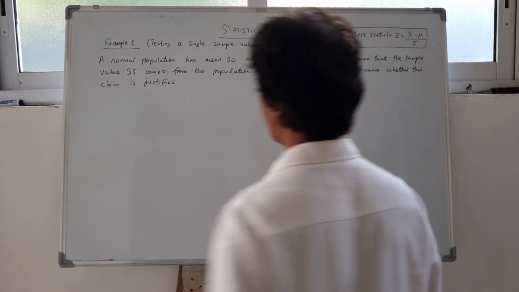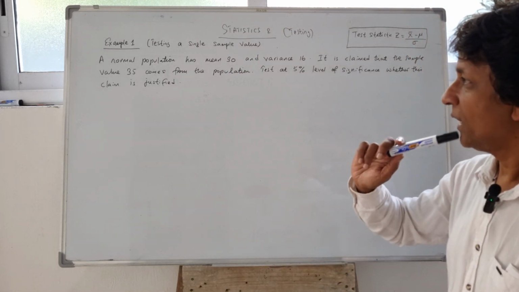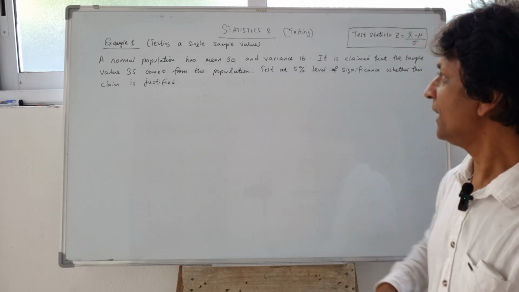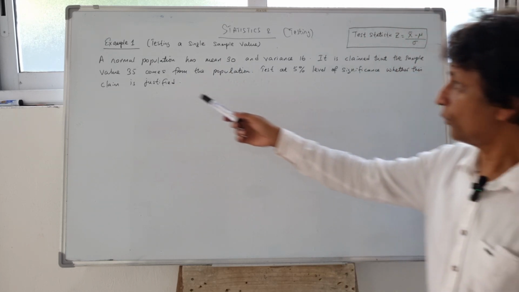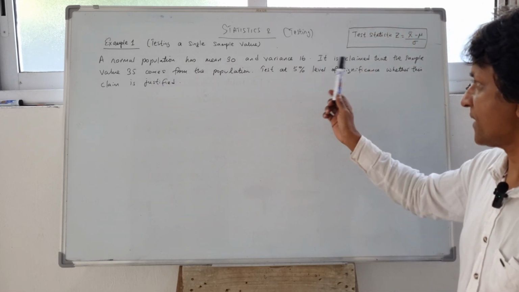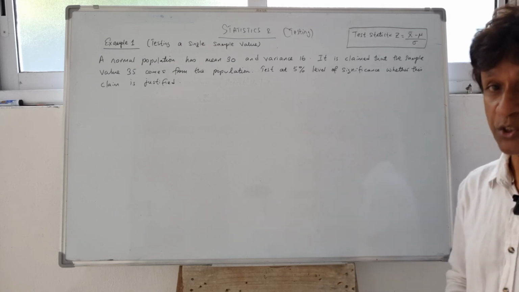So here is a very good example of how we're going to be testing a single sample value. The question goes like this: a normal population has mean 30 and variance 16. It is claimed that the sample value 35 comes from the population. We need to test at 5% level of significance whether this claim is justified.